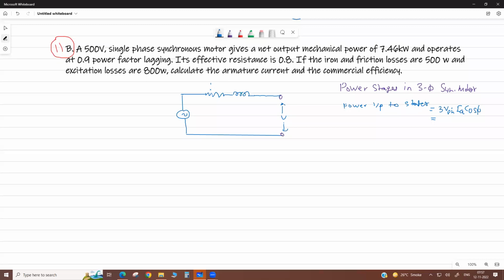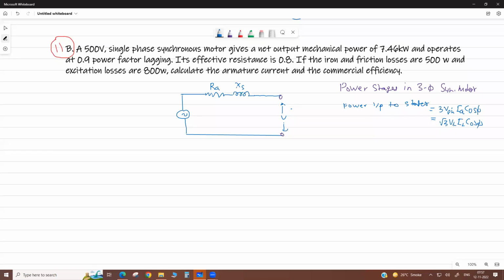Actually, in the equivalent circuit, all parameters are per phase. That's why we take the phase values. If you take three phase, then you take root 3 VL IL cos phi, you can also take that. Not an issue.